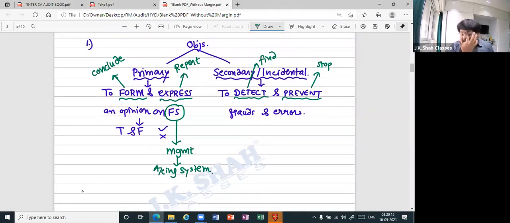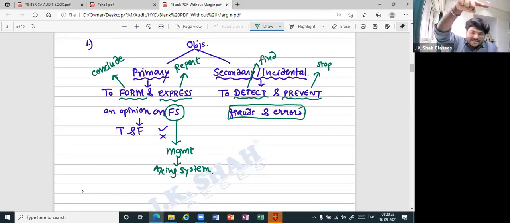Now think and answer. Important. Detect and prevent what? Frauds and errors. This is the auditor's secondary objective. This has to be somebody's primary. Whose primary then? If it is the secondary objective of the auditor, whose primary objective is it? Correct. Can I say it will be the primary objective of the management to reduce the frauds and errors?